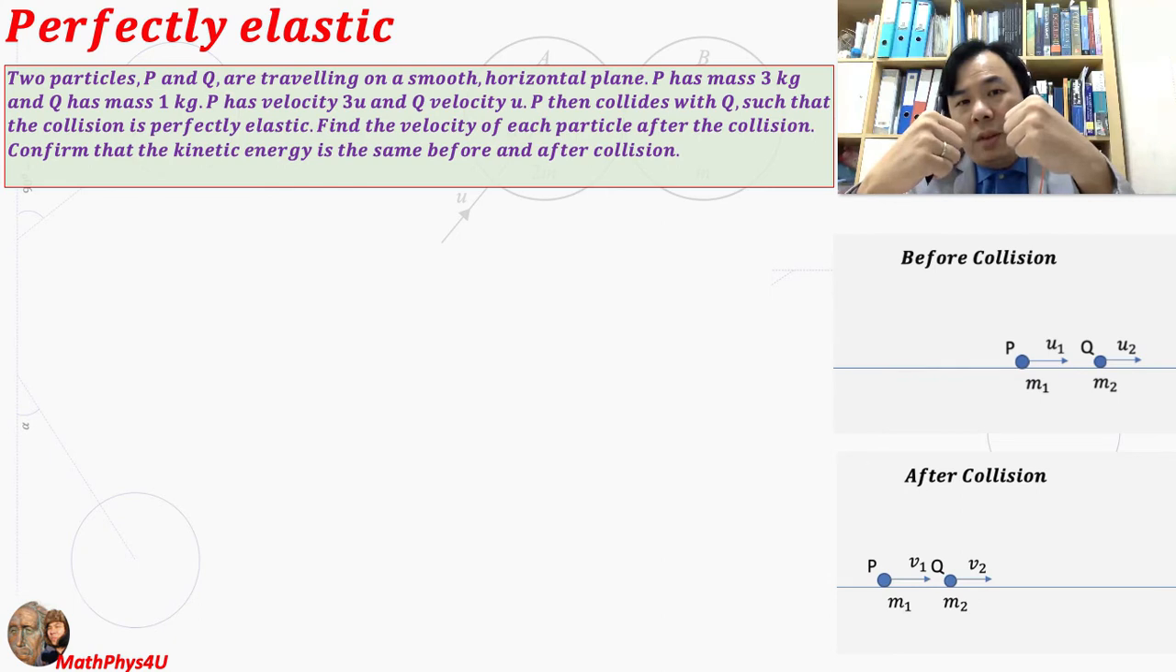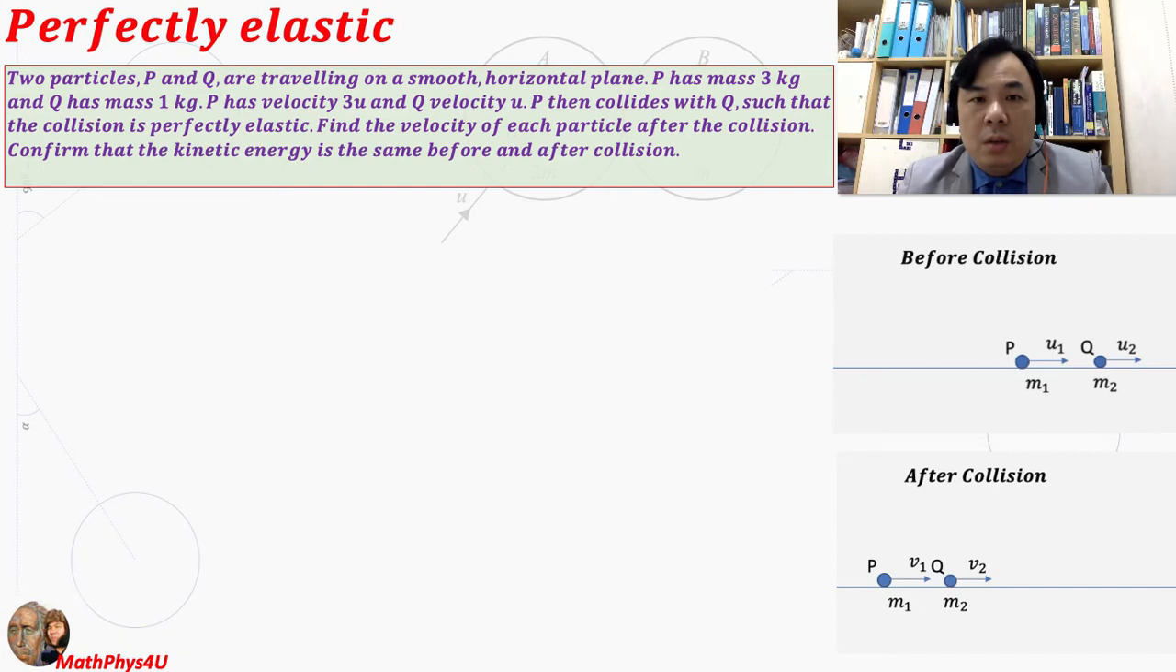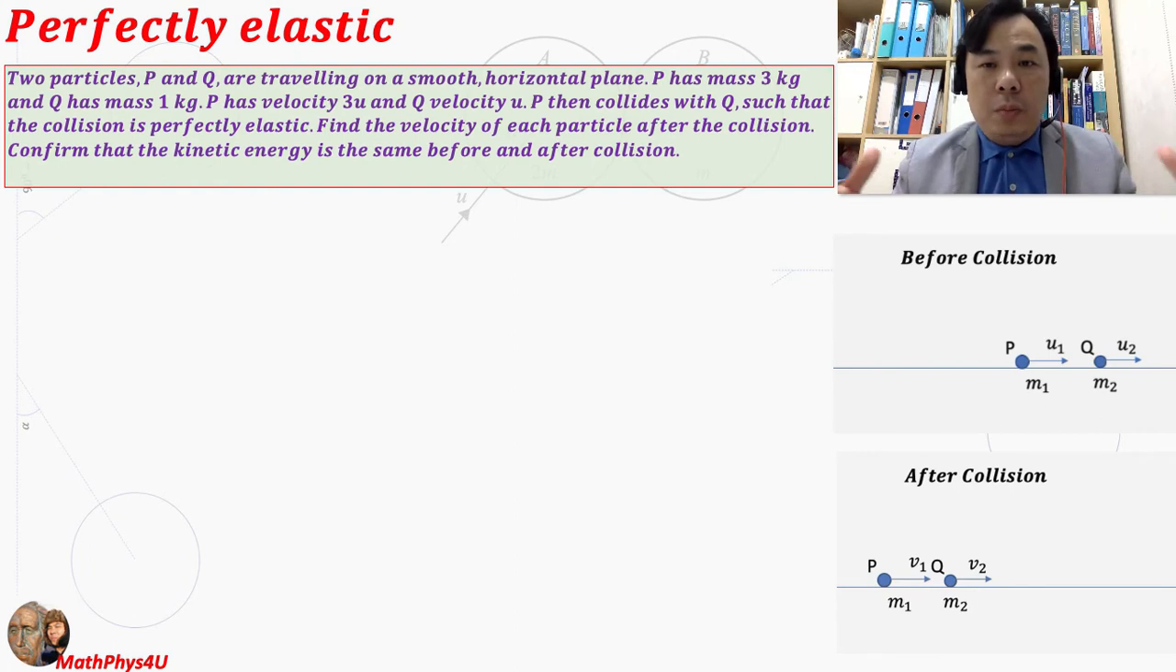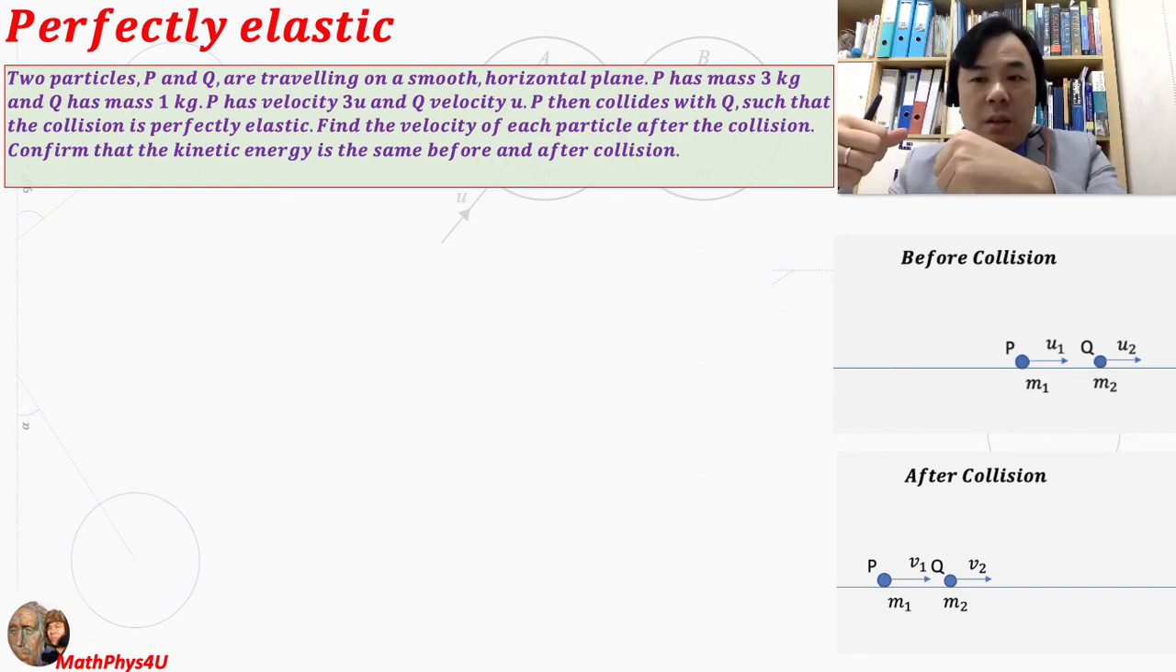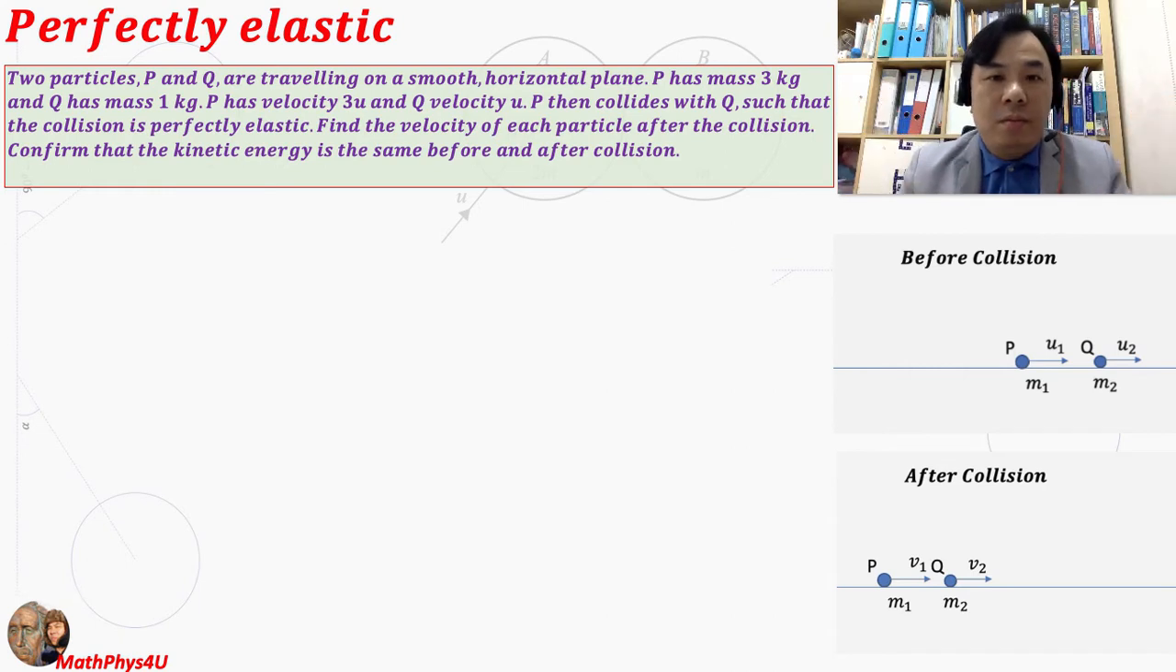After P collides with Q, both of them change velocity. In this case, I'm going to label their velocities as v1 and v2. After their velocities change, they could be moving in any direction. They could be moving in the same direction, or maybe one could actually rebound. We are not sure, but we can find out from the conservation of momentum shortly.